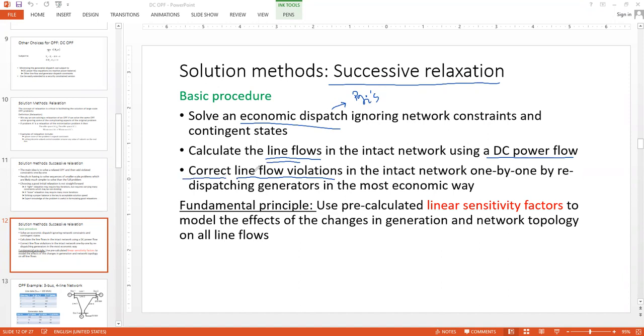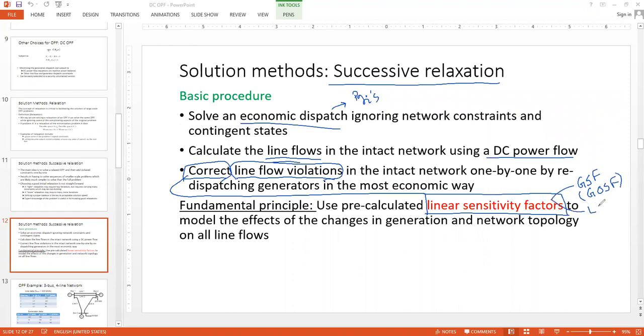So in this lecture, we will also try to focus on the procedure of correcting the line flow limits, or the line flow violations. This correction will basically be done with the help of the linear sensitivity factors. What are these factors? These factors are commonly known as generation shift factors or generation outage sensitivity factors.